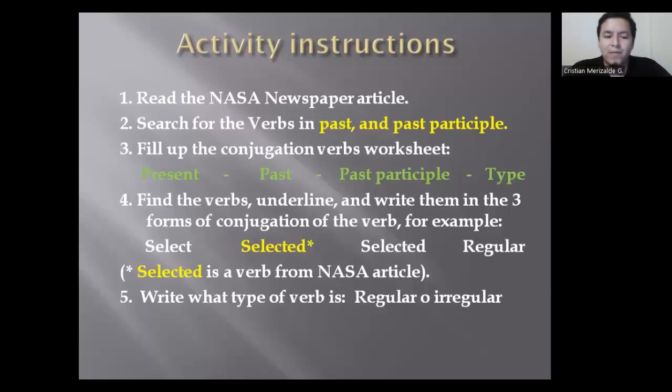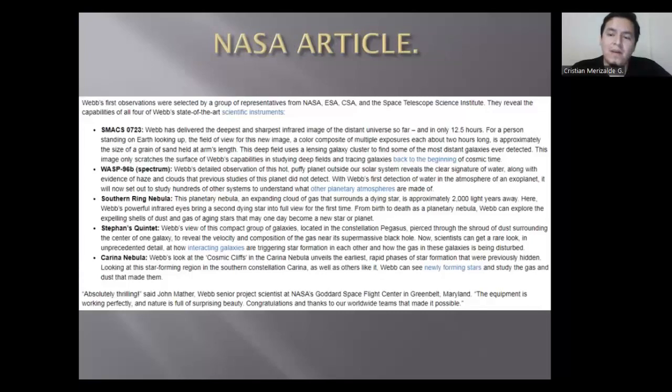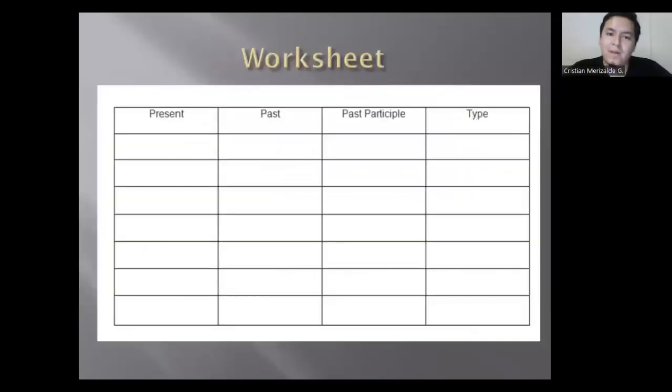And point number 5, write what type of verb it is. So we have here the article. Remember, you have to underline. For example, we have here select, as we see. We have also the verb were, and we have delivered. You must underline delivered, and also say what the base form, the present tense form, the past form, and the past participle form are. And you must do this in all this reading, in this NASA article. You have here the worksheet, so you put the forms, as I said.